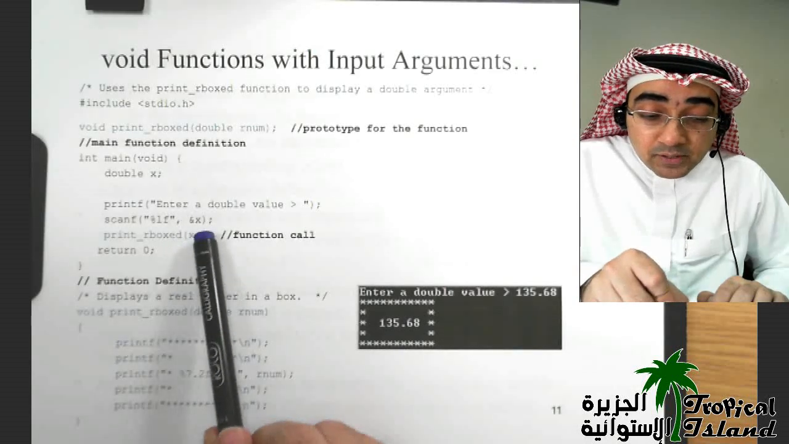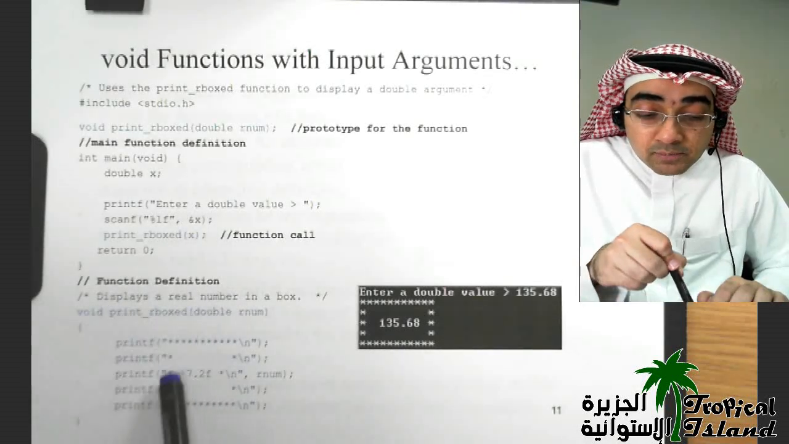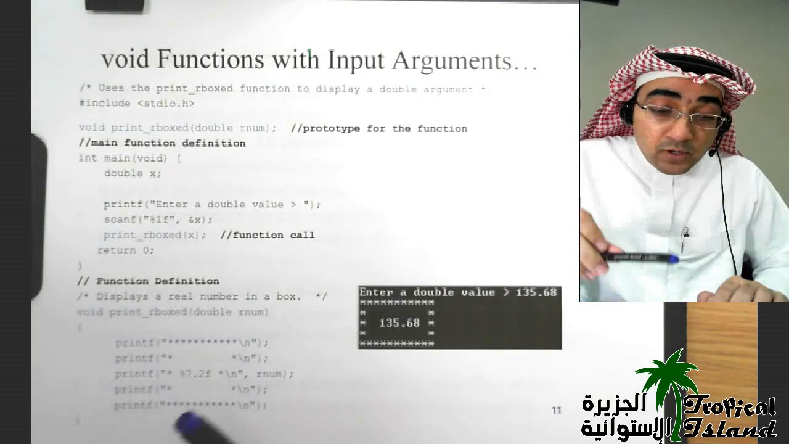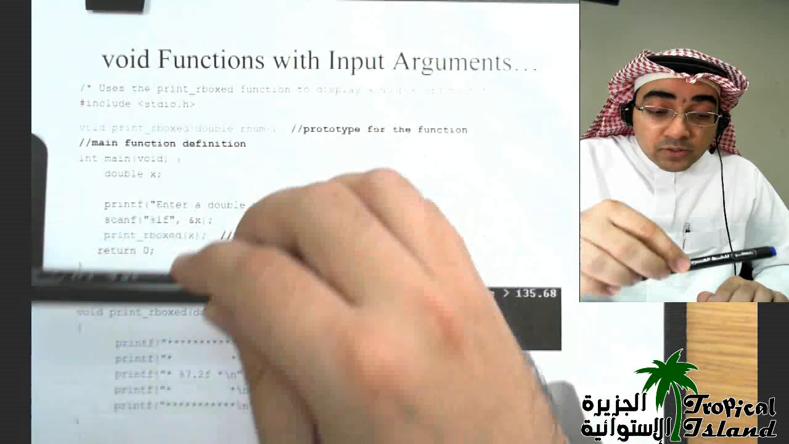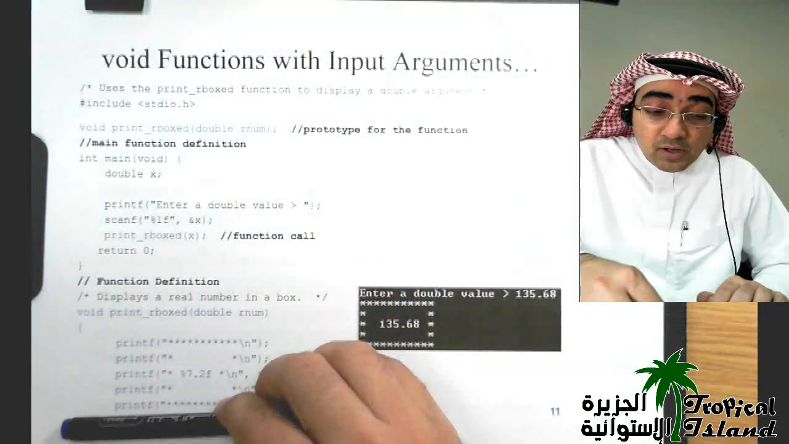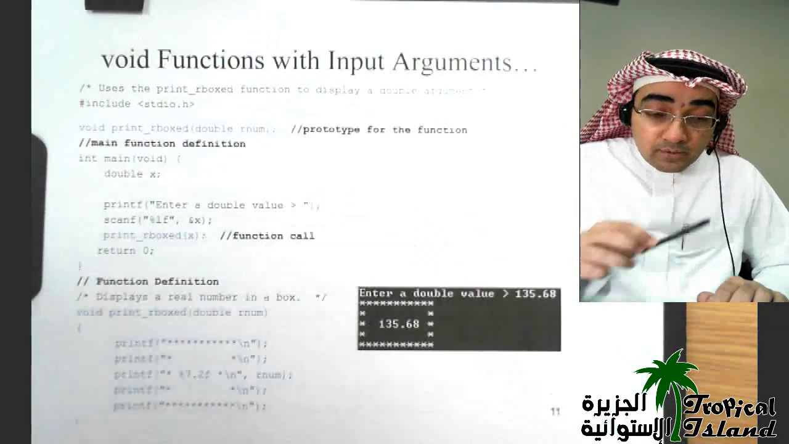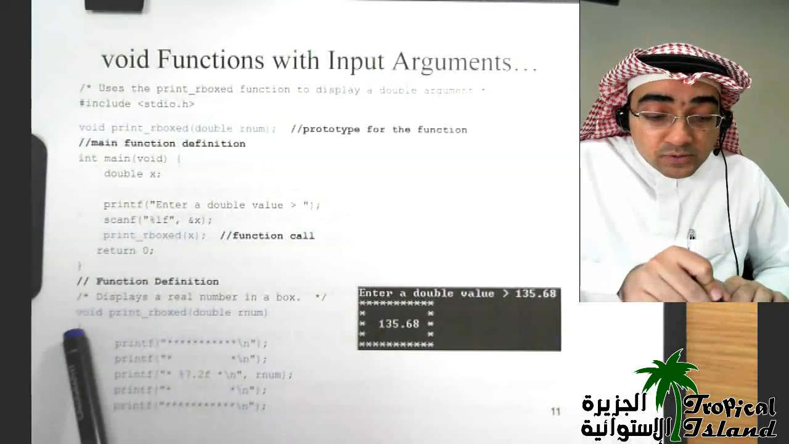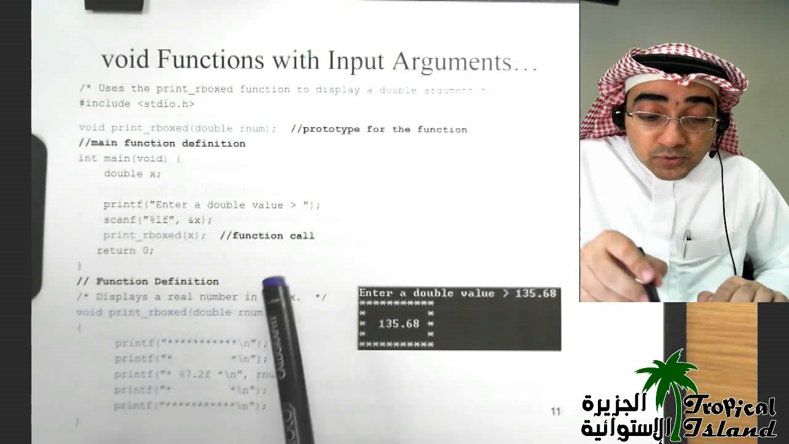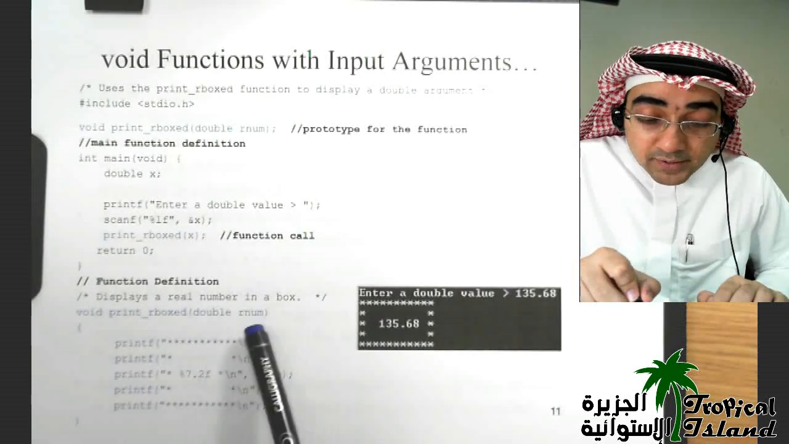The function is going to jump, do the implementation, and then come back and continue. The program is going to run from main line by line. When I have a function call, it's going to jump to the function, do the function, finish it off, come back and continue my program. So for print r boxed, with the value x, it's going to jump over here and store the value of x into r num.